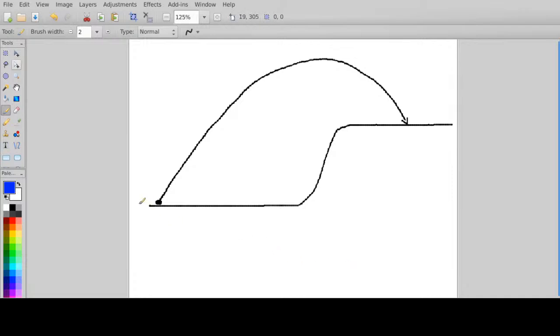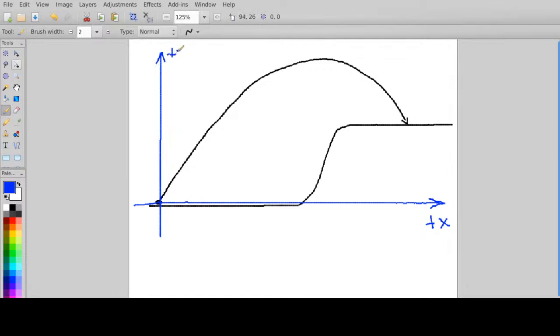So for all intents and purposes, we're going to always stick to the convention that the x-axis is horizontal like that. There's the plus x-axis like that. And the y-axis is vertical like that. All right, one more time. There we go. There's the y-axis like that.